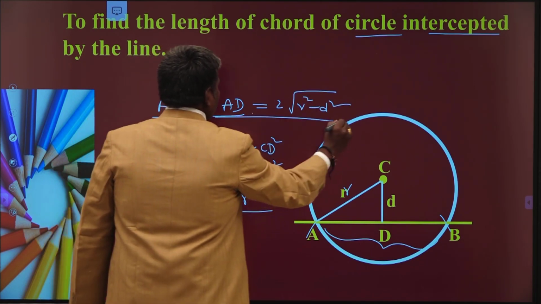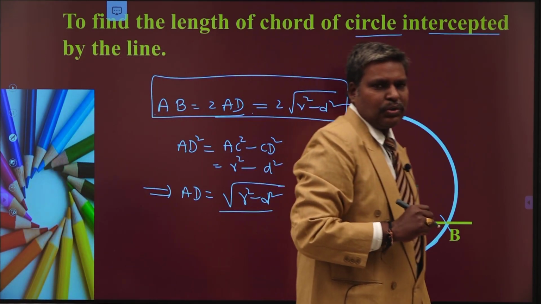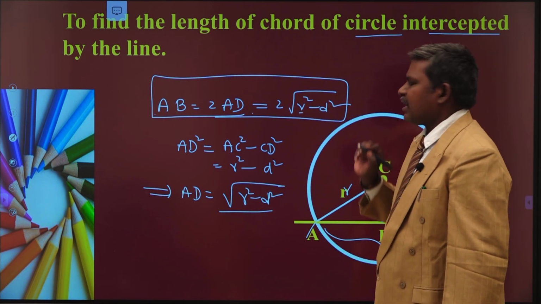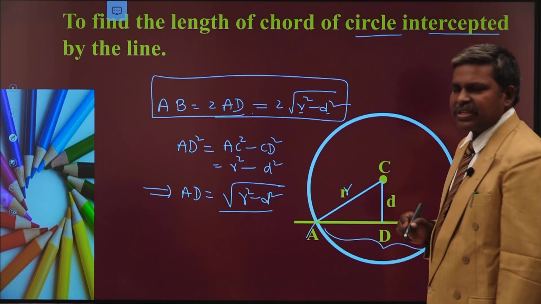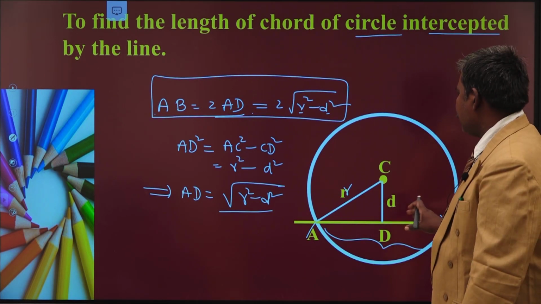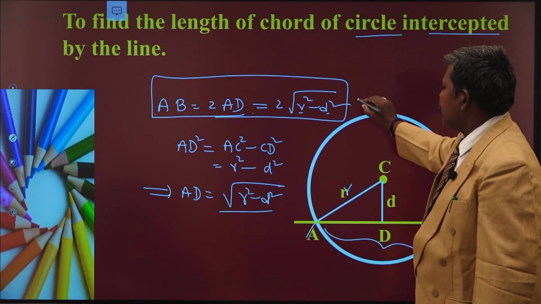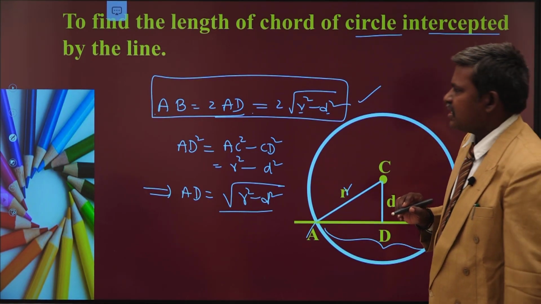Very easy formula for you. The length of the chord is obtained by the formula 2 times root of R square minus D square. What is R here? Radius of the circle. What is D here? Perpendicular distance from center to the line. Once you know the D and R values, without drawing any diagram, you can get the length of the chord as 2 into root of R square minus D square. Understand?